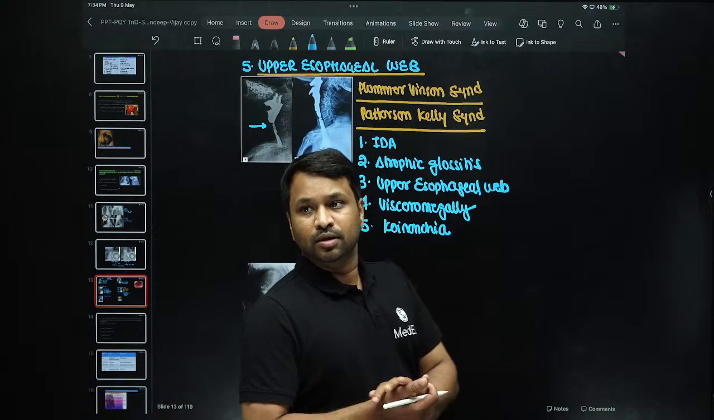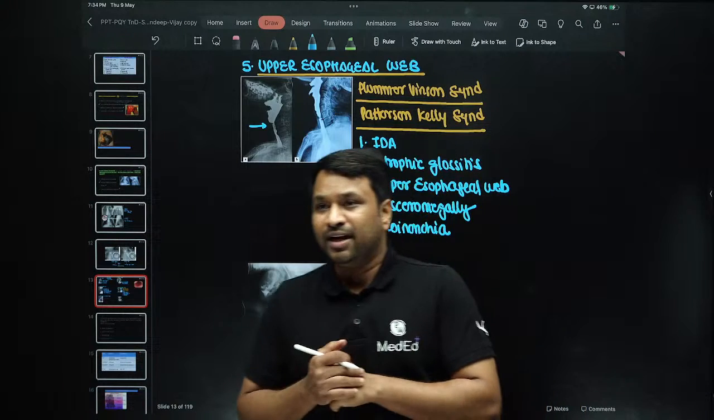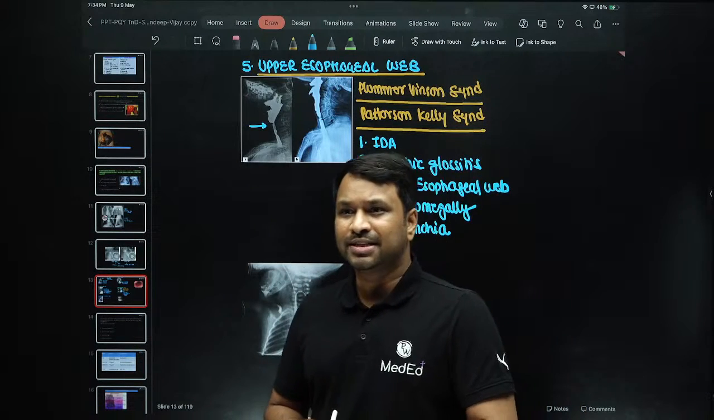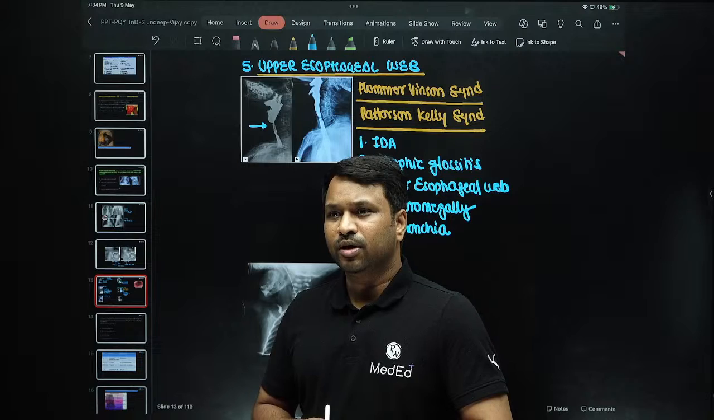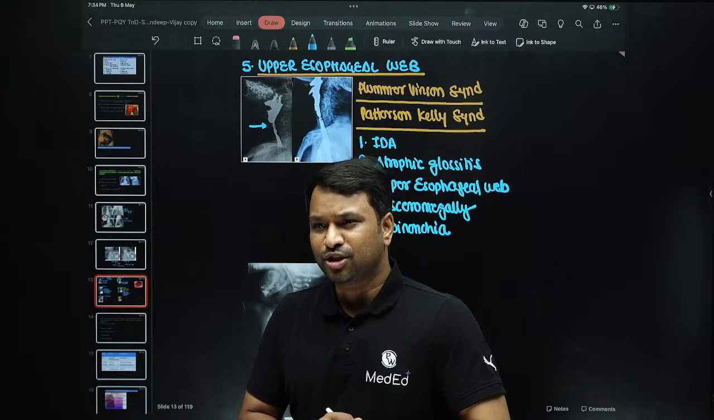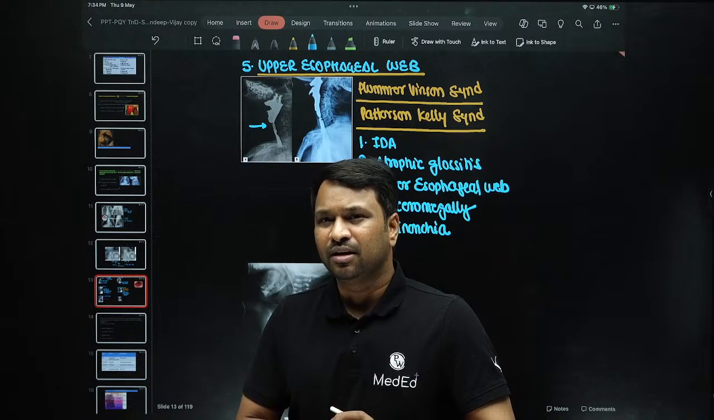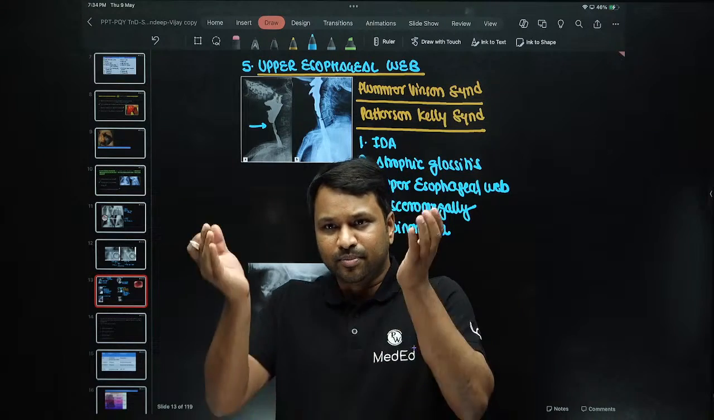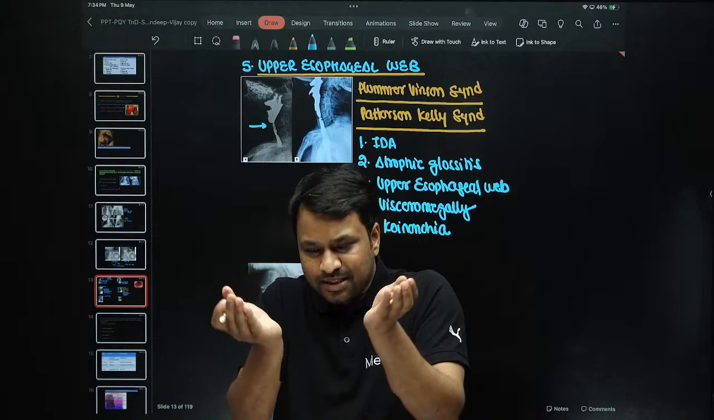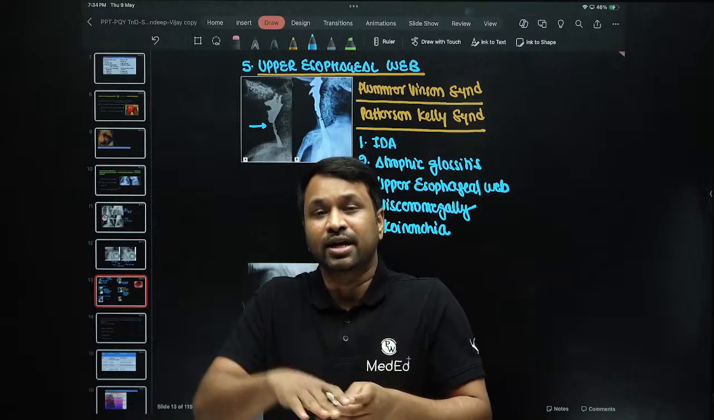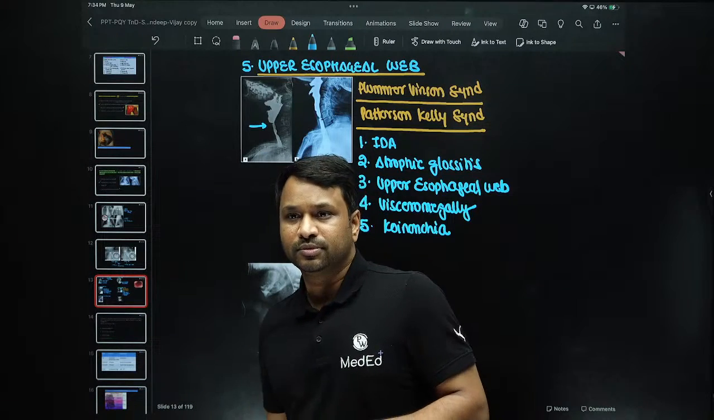Okay. But Zenker's, Schatzki's, I'm not able to understand. What is your question? Schatzki's ring or Zenker's, what is the difference? Schatzki's ring is a mucosal component, right? You see there is notching, there is inward notching. Zenker's is an outpouching. Okay.